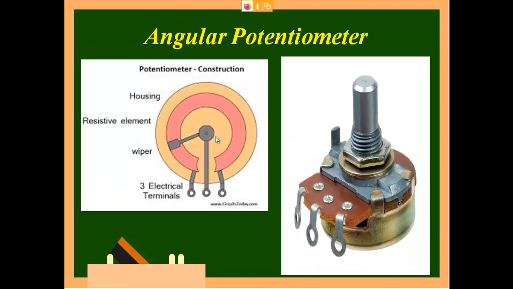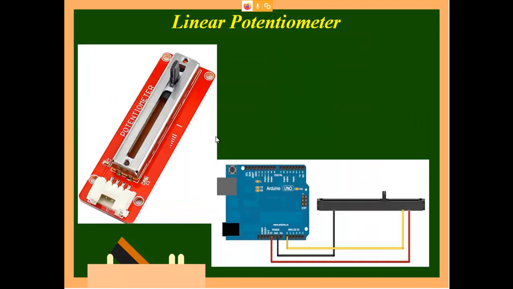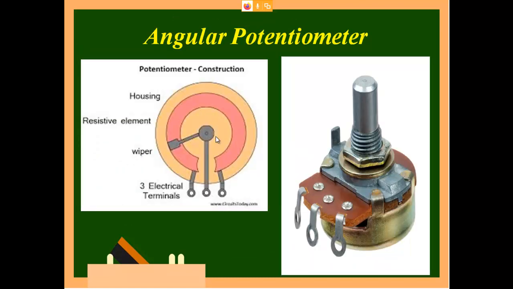Then comes your angular potentiometer. Angular potentiometer is nothing but, the input for my potentiometer is not linear as we have seen with the previous one, whereas here it is going to be in the form of rotation. So that is why we call it angular.